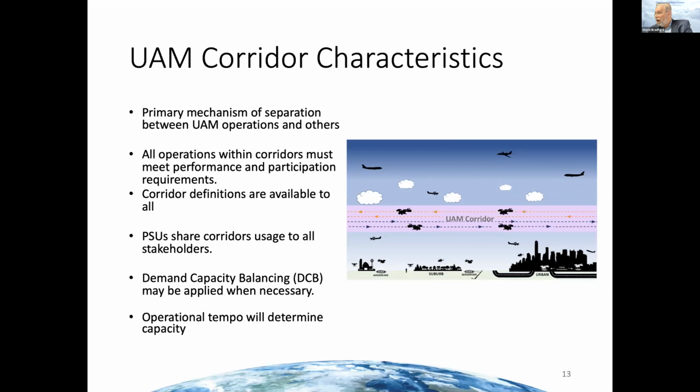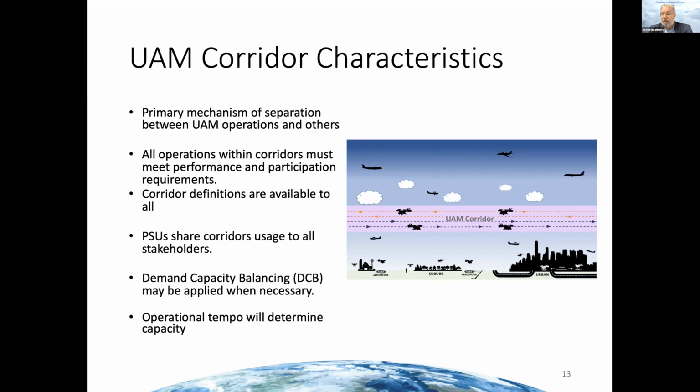We have PSUs. I didn't want to call them UAM service suppliers, because right away every UAS service supplier would think that they qualify. So we decided to call them providers of service to UAM, being a little French here, and just to articulate that they may share some common capabilities. They may have other capabilities that are different. We believe demand capacity balancing may be applied when necessary. We are hoping that the rules of engagement between the operators and how they get access to the corridors and use the corridors will take care of that equity.